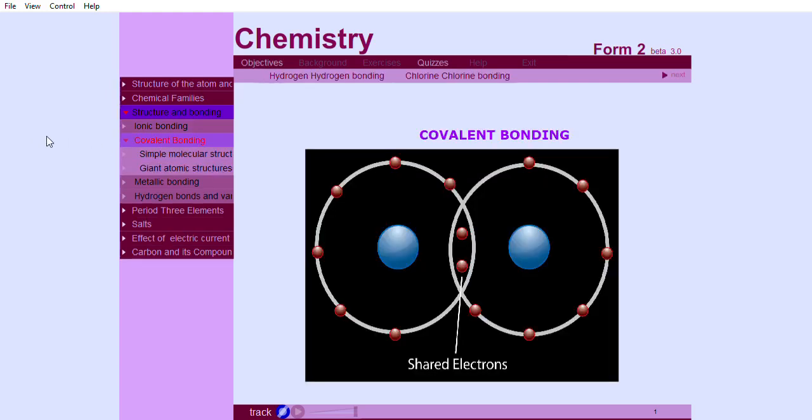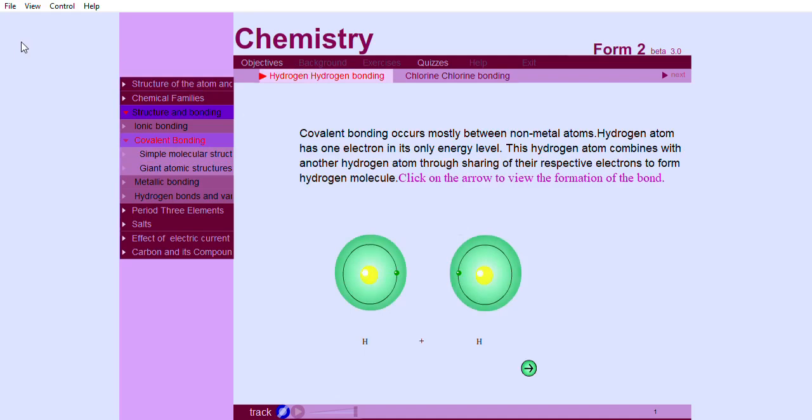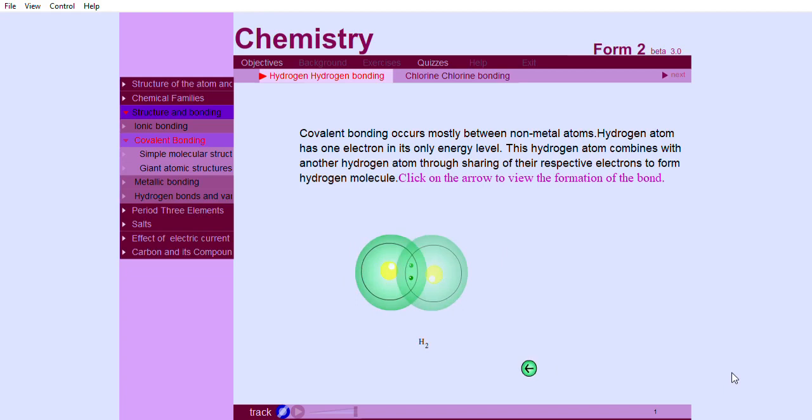In this lesson, we will discuss covalent bonding. Covalent bonding occurs mostly between nonmetal atoms. Hydrogen atom has one electron in its only energy level. This hydrogen atom combines with another hydrogen atom through sharing of their respective electrons to form hydrogen molecule. Click on the arrow to view the formation of this bond.